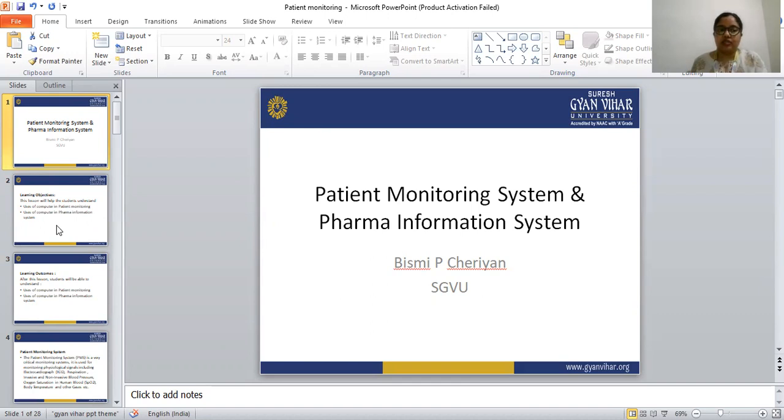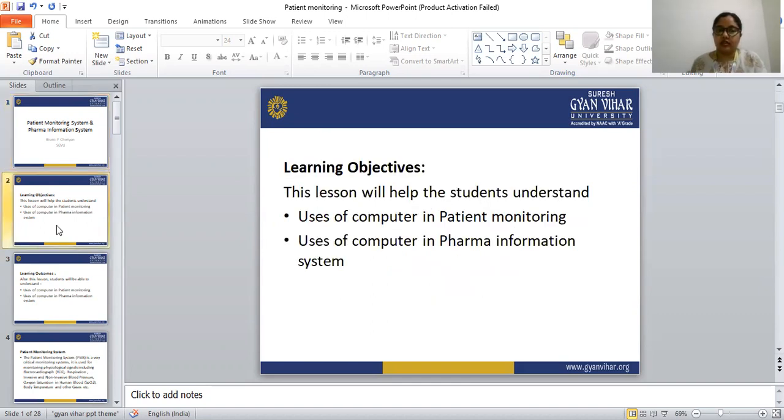So the learning objective of this topic is that this lesson will help the students to understand the uses of the computer in patient monitoring as well as the uses of the computer in the pharma information system. What are the uses of the computer in patient monitoring? Is it possible to monitor the patient through the computer? All these things we are studying in today's topic.